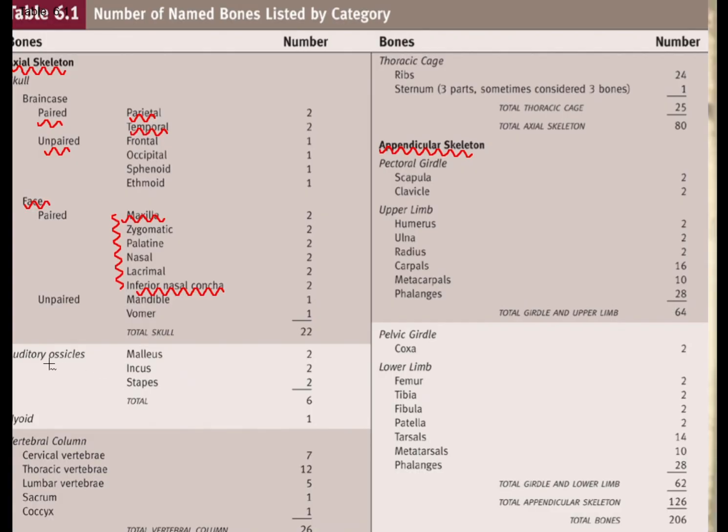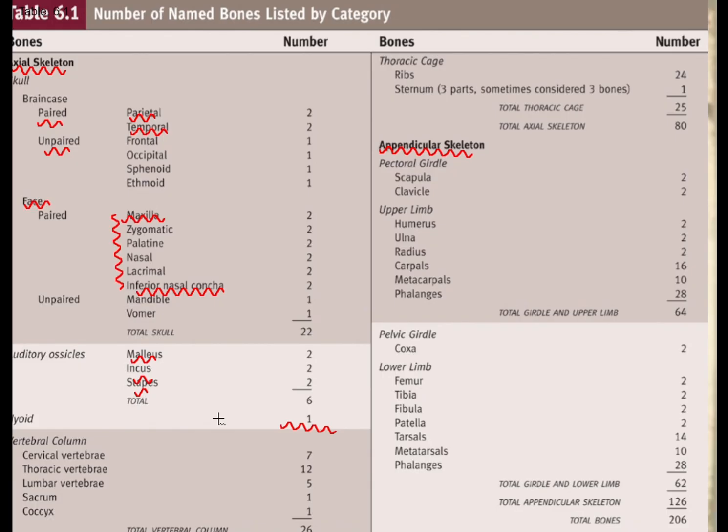Next we have the auditory bones, that is the ear ossicles. In this there are 6 bones total: malleus, incus and stapes. So we have 3 bones: malleus bone, incus bone and stapes bone. All are in pairs, 2 in number. The total number of bones is 6. And the last part is the hyoid bone. Hyoid is the single bone. So the total number of bones here is 29. In the skull part, in the head part, the total number of bones is 29.